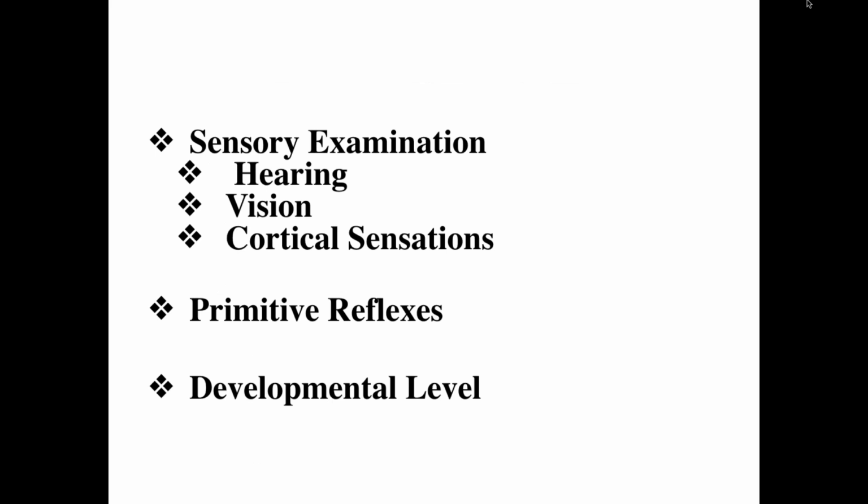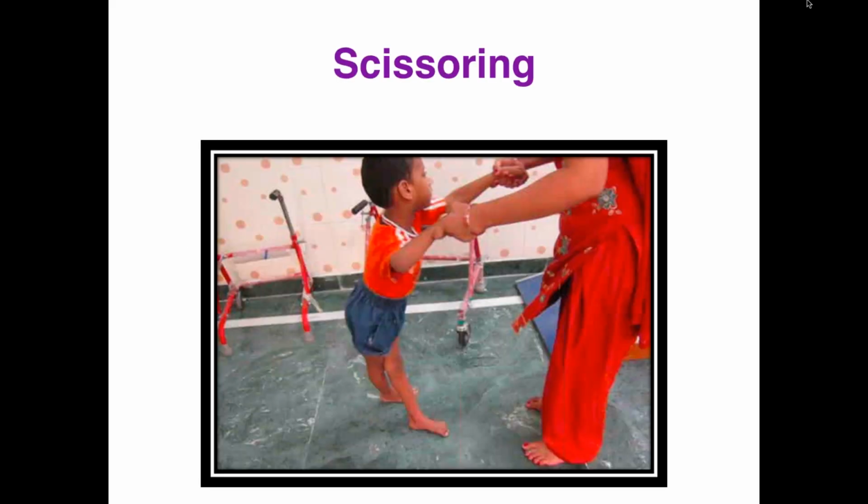Apart from this, you have to look at the sensory system and primitive reflexes. If a child is presenting with developmental delay or global developmental delay and has primitive reflexes which are persistent, then it is cerebral palsy and not just global developmental delay. So it is very important to elicit persistence of primitive reflexes. So a few images, I hope you people are able to see.